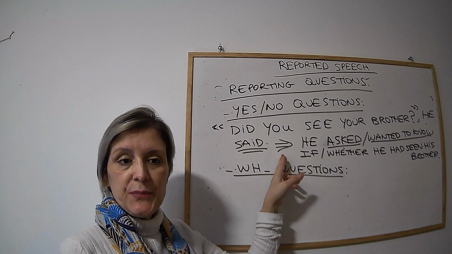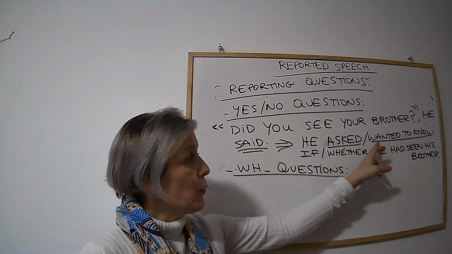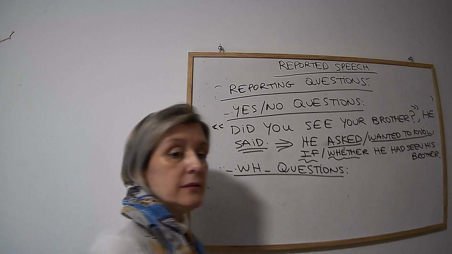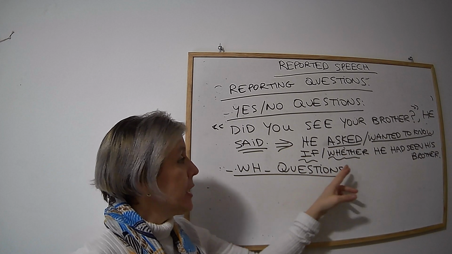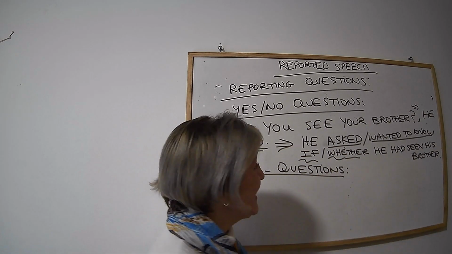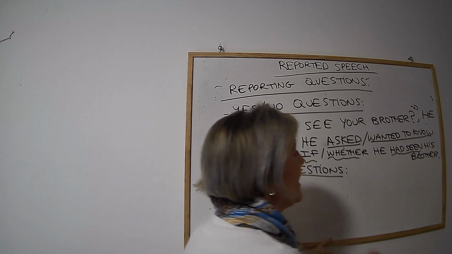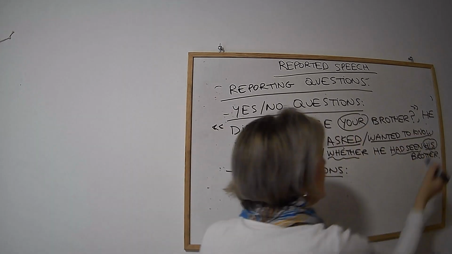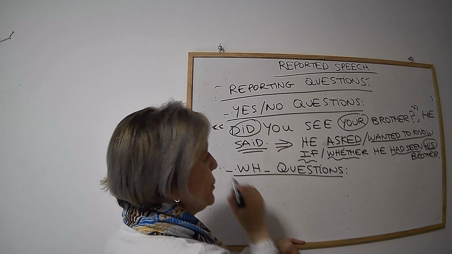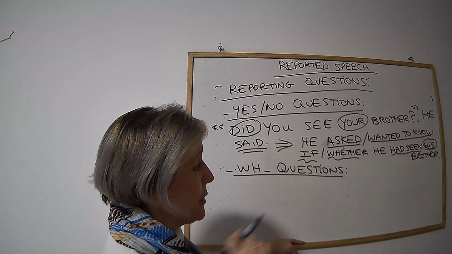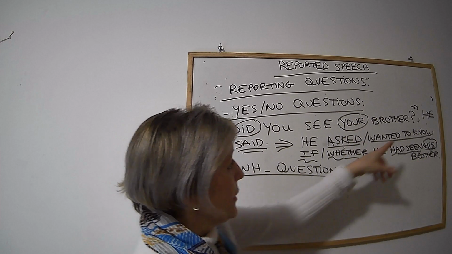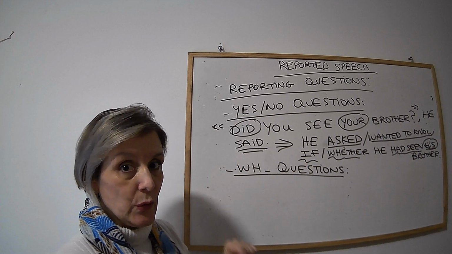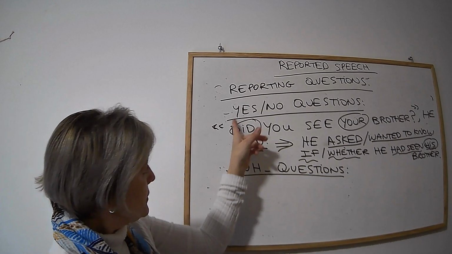In reported speech, he asked or wanted to know if or whether, both have the same meaning, he had seen his brother. So you can see all these changes. The past simple changes to the past perfect. And the reporting verb is not said, but asked or wanted to know, if or whether, in yes/no questions.